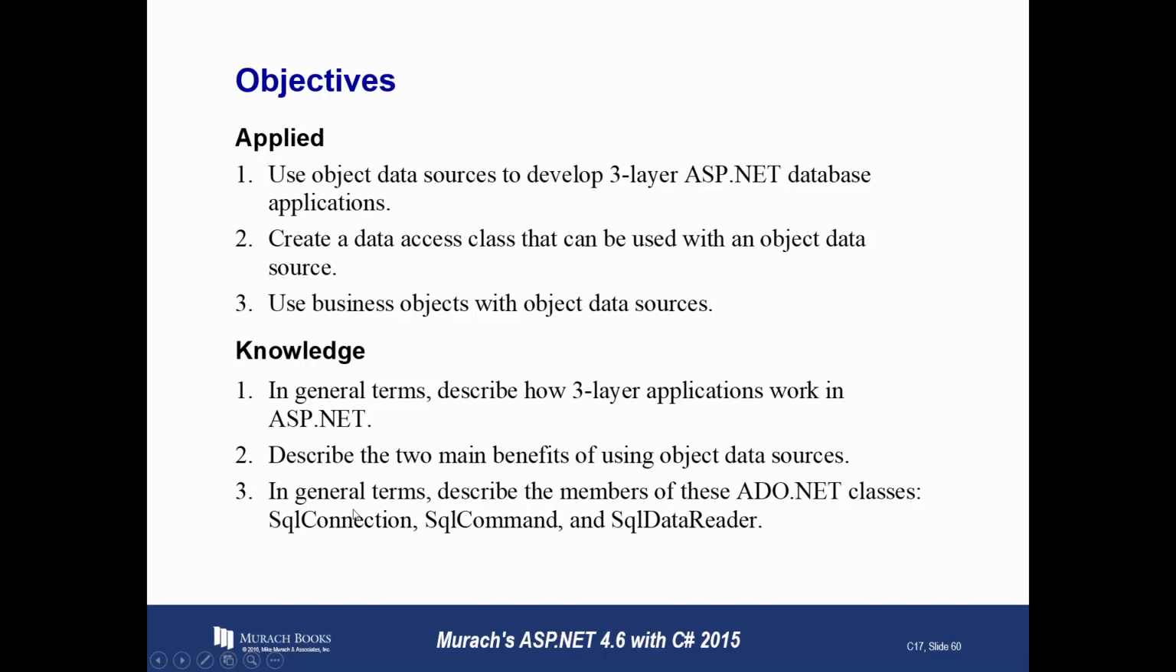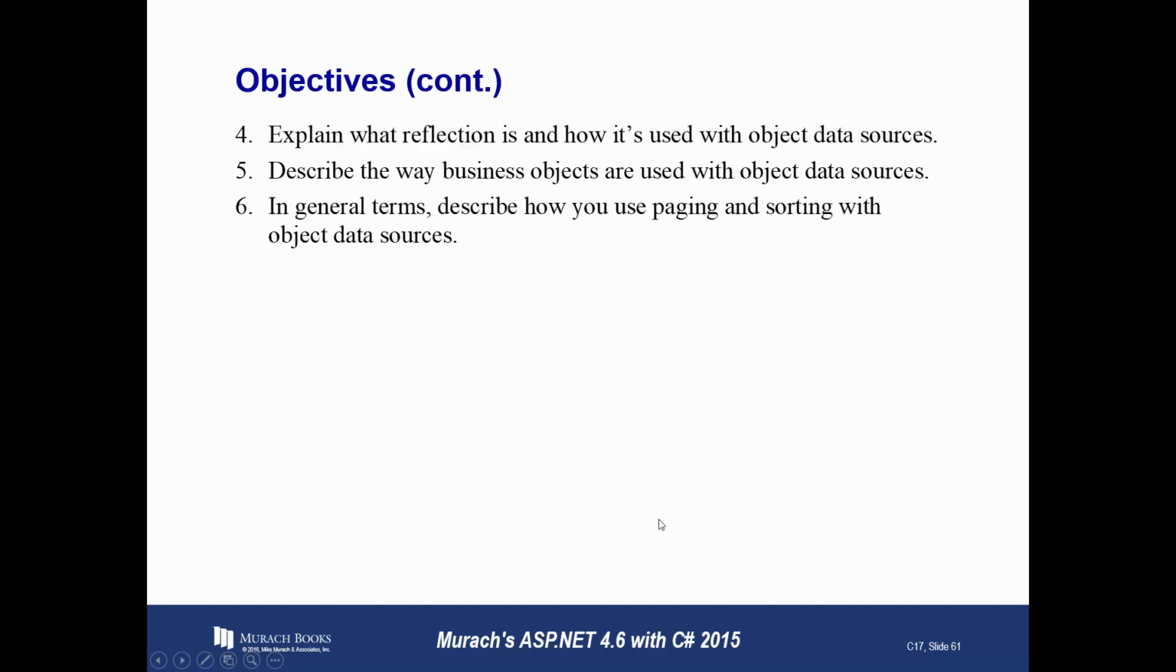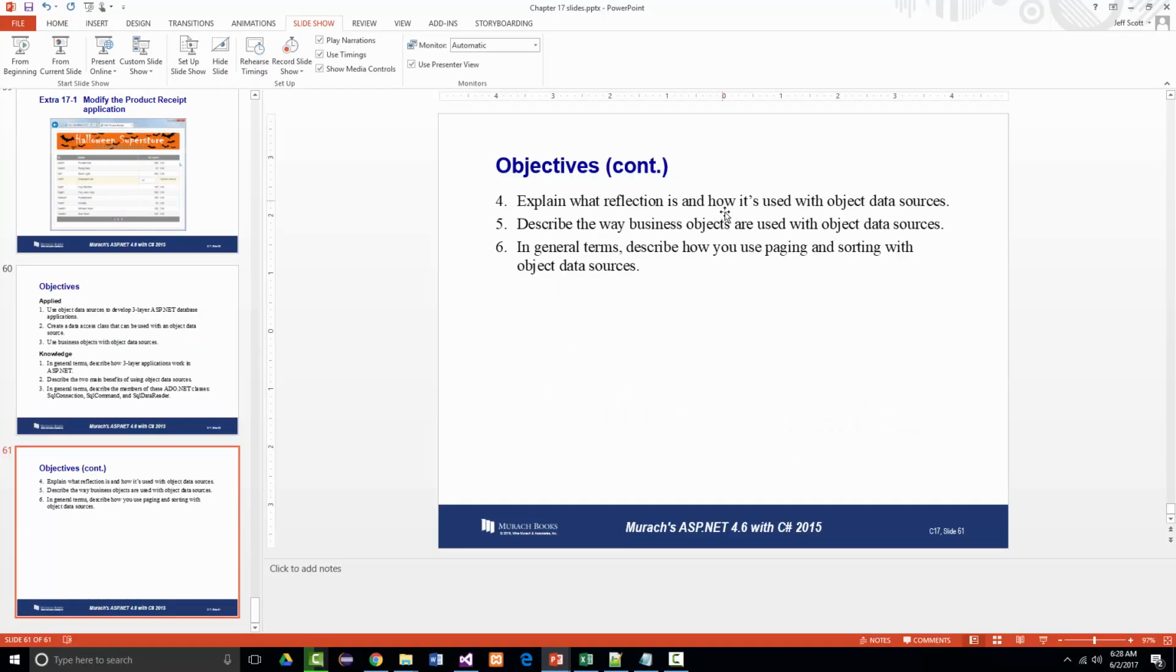We mentioned the SQL connection class, the SQL command class, the SQL data reader class. We were introduced to the idea of reflection, which again we're going to hit on in later chapters. We described the way that business objects are used with object data sources, and in general terms, we described how to use paging and sorting with object data sources. Now that's it for Chapter 17.